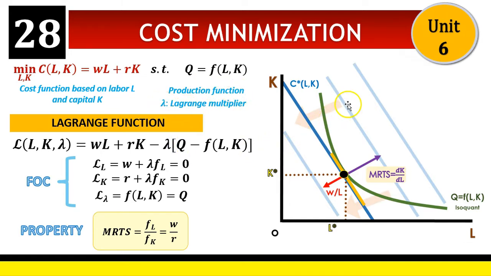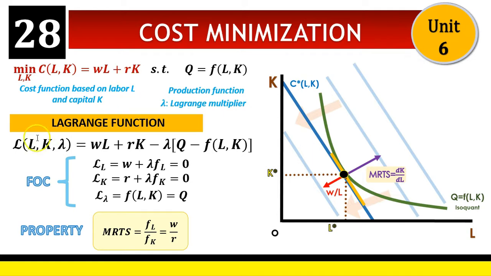For this case, we have a target which is already the quantity. And what we want is to try to minimize the cost. So the direction of improvement is towards the origin. W here is the wage and R is the rental rate of the capital, for example, the rental rate of machinery.